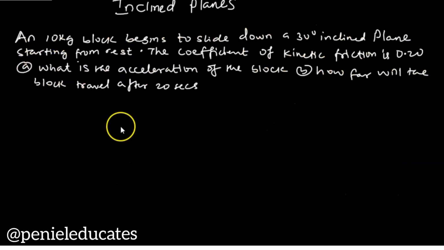Okay, now we're given a 10 kg block that begins to slide down a 30-degree inclined plane starting from rest. The coefficient of kinetic friction is 0.20.